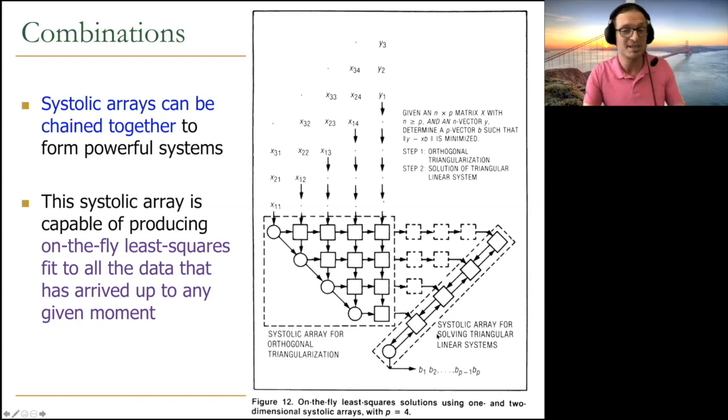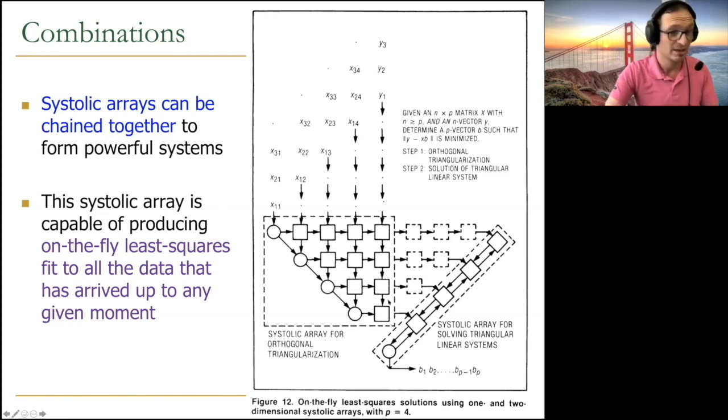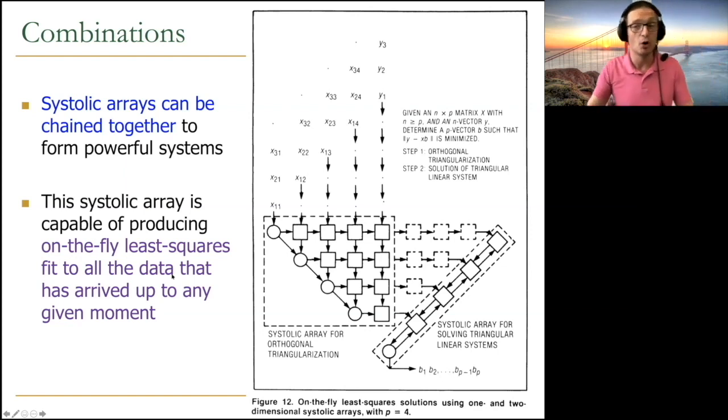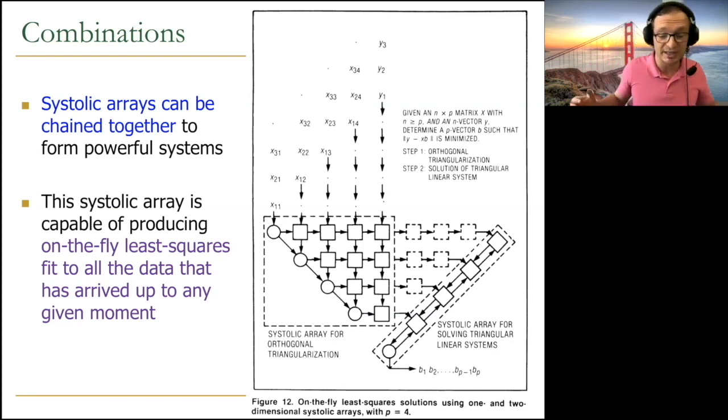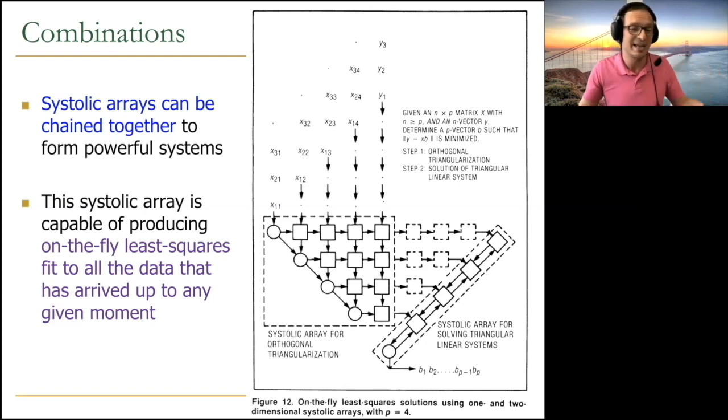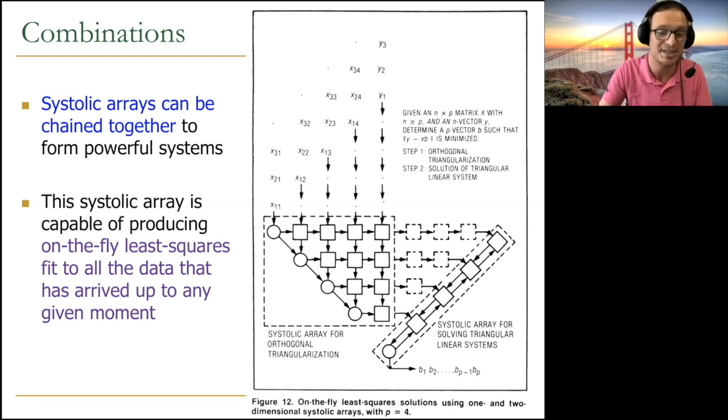This particular systolic array, for example, is capable of producing on-the-fly least squares fit to all the data that has arrived up to any given moment. So what it's doing is really stream processing on real-time data. It's basically trying to find a least squares function that fits this data. It's very statistical processing. It's doing some analysis on a series of data, basically. And you can see that data needs to be orchestrated nicely. Outputs need to be orchestrated.